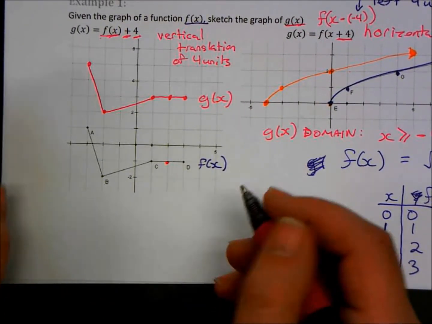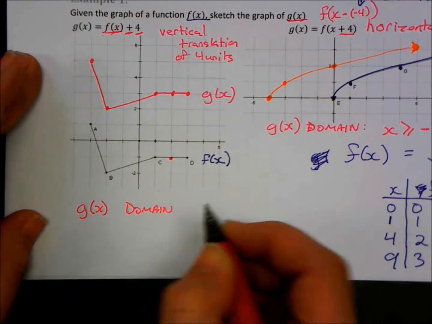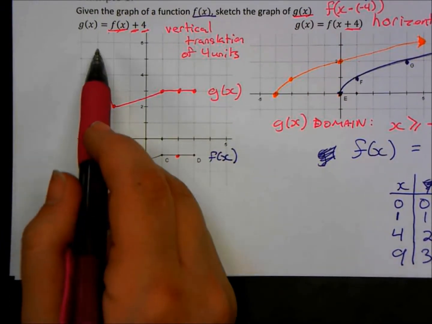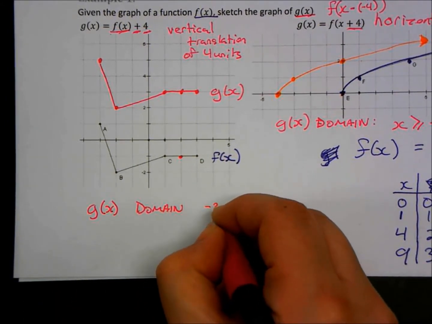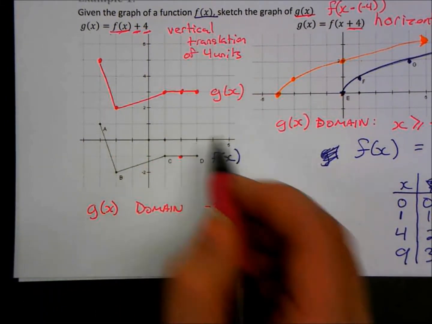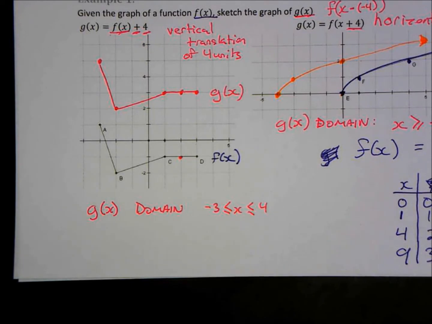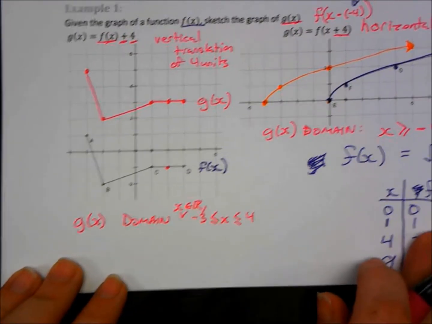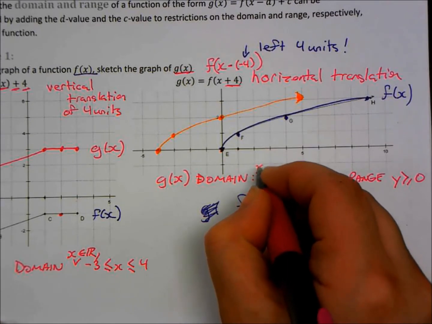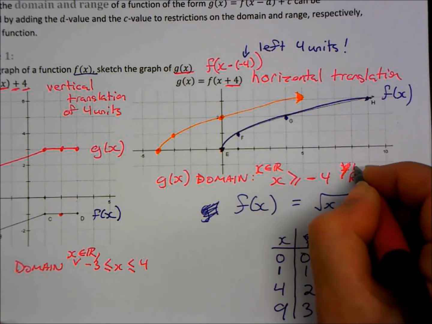For this one, for our g of x domain, well, we've got a definite starting point and a definite ending point. Our starting point is most certainly negative 3, and it goes all the way to positive 4. So x has to be somewhere in between negative 3 and positive 4. I've forgotten something. X has to be a member of reals. And the other one, I knew I was forgetting something. X is a member of reals, and y is a member of reals.